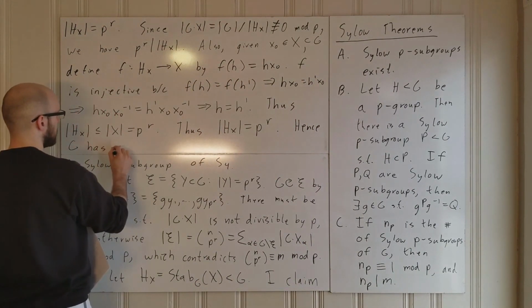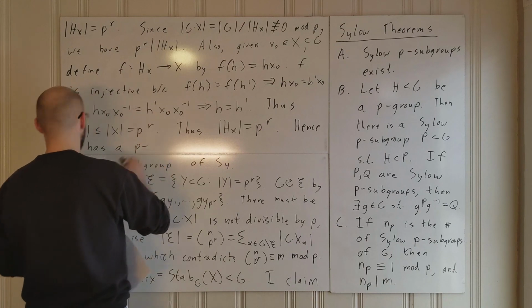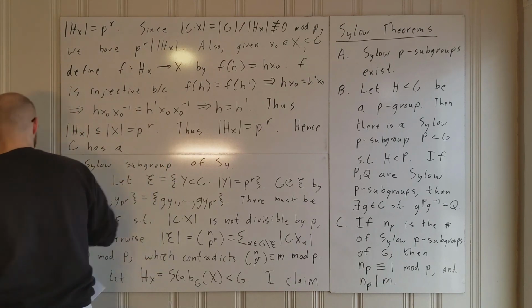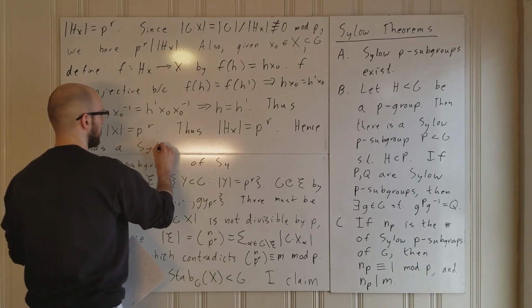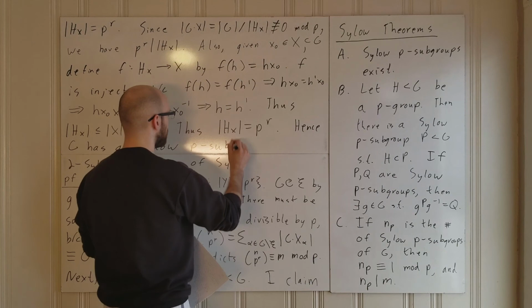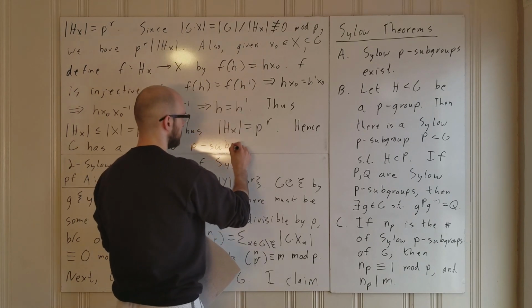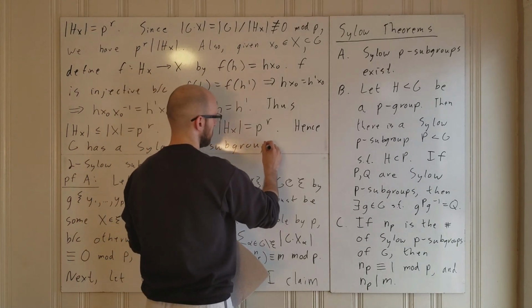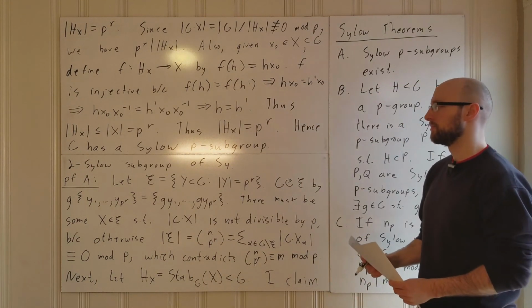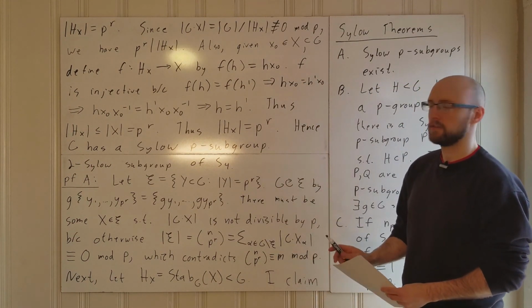G has a Sylow, not a p-Sylow subgroup. I think I learned that at some point, but now I'm trying to break that habit. A Sylow p subgroup. Okay? And there we go. That's our proof of this result.